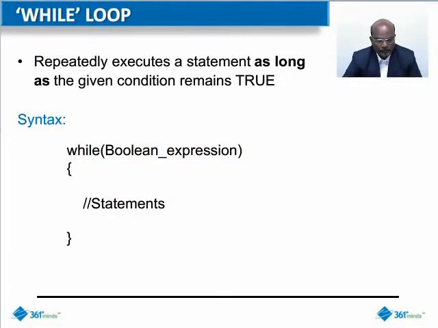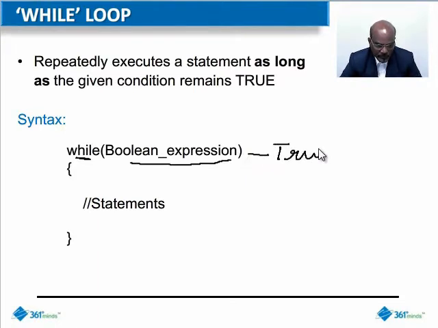The while loop will keep on executing as long as the condition inside the while loop is true. So the compiler will check the while condition, which will be a boolean expression, a true or false expression, and once it finds that the condition is true, then the statement inside the loop is executed.